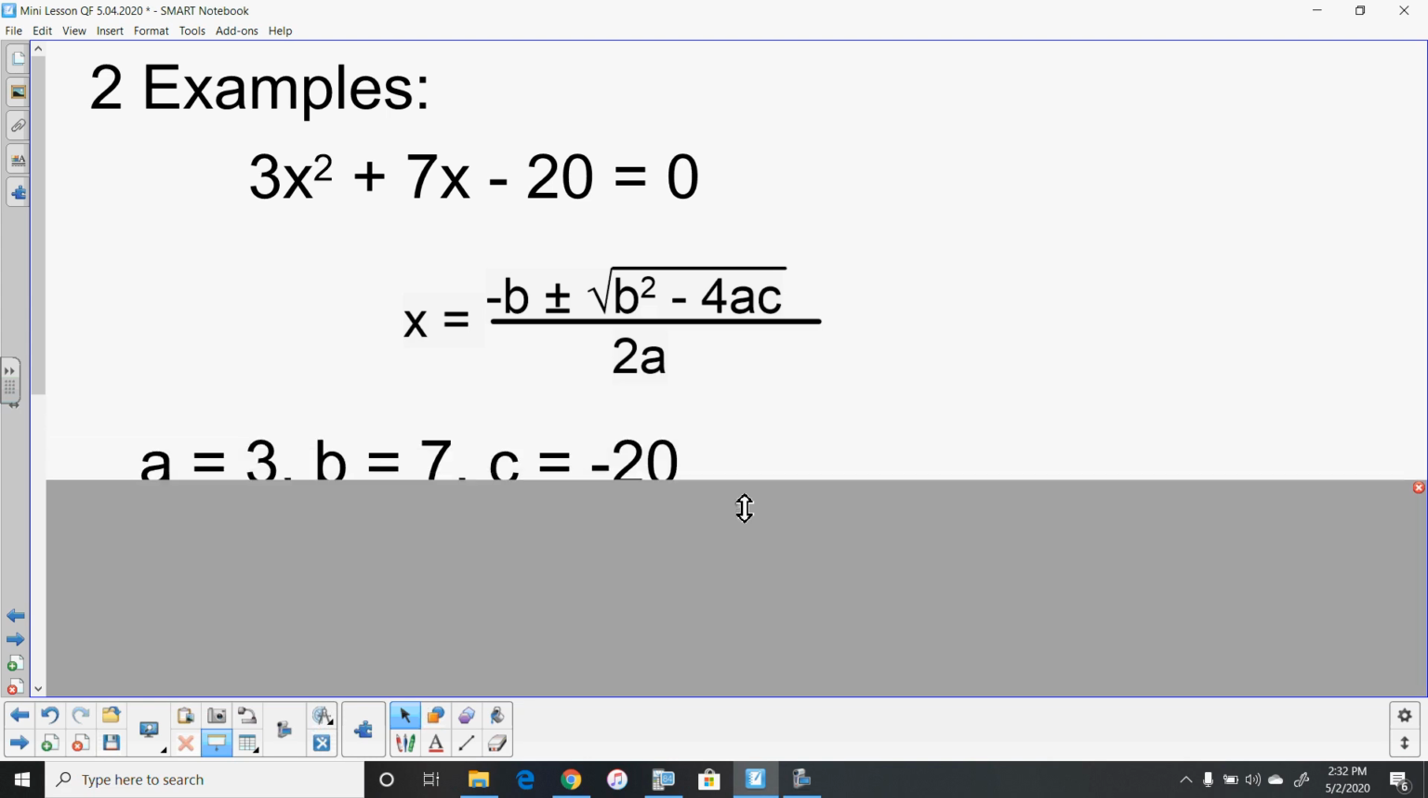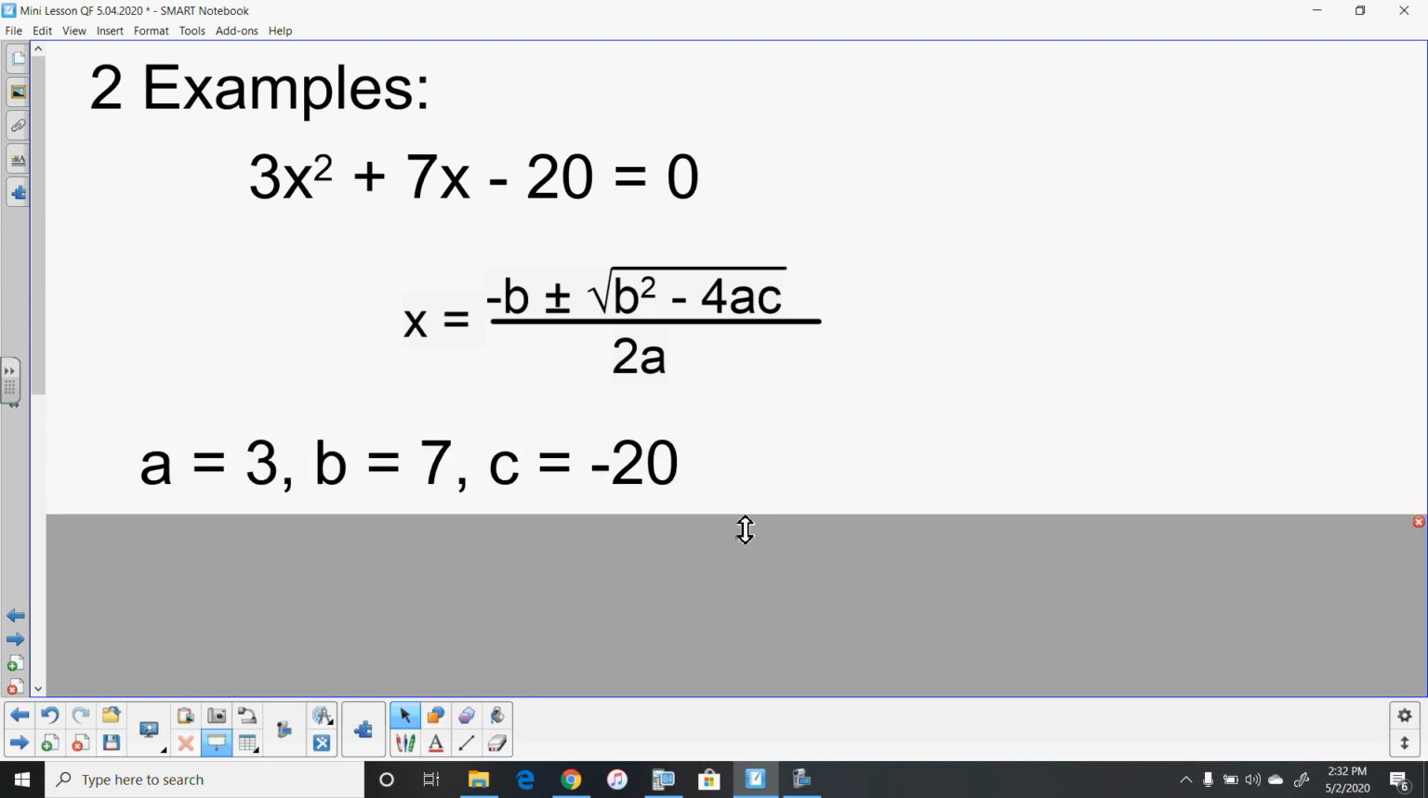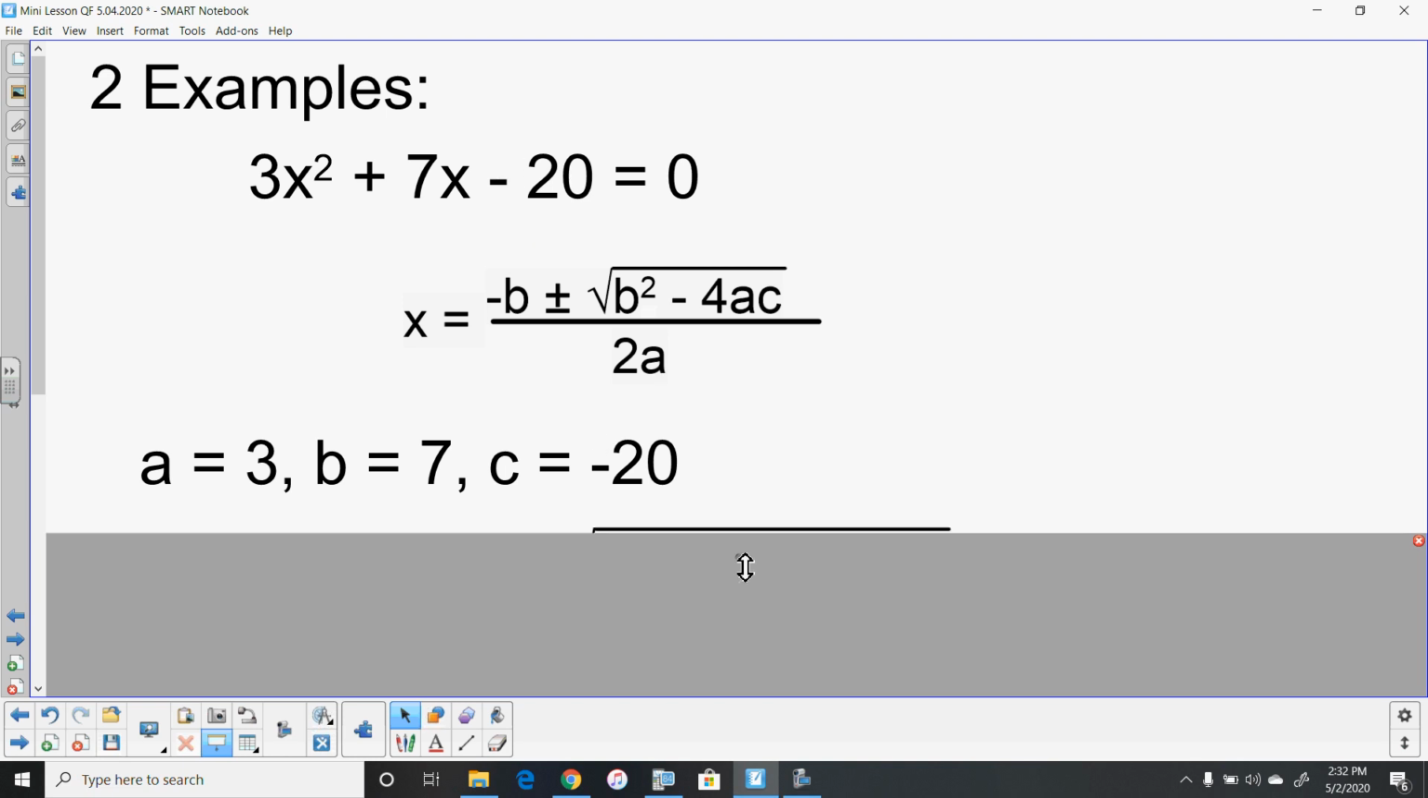Here's our quadratic formula. Let's write down specifically what a, b, and c are that we're going to plug into this formula. A is whatever term is with your x squared, so that's a 3. B is whatever term is with the x, so that's 7. And then c is your last term. Keep in mind, because it's minus 20, my c is going to be a negative 20.